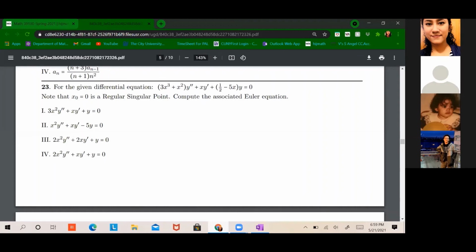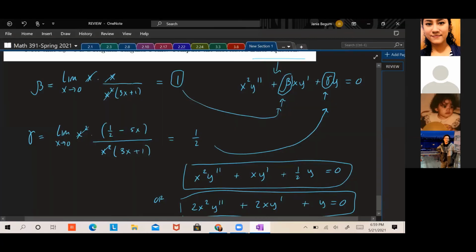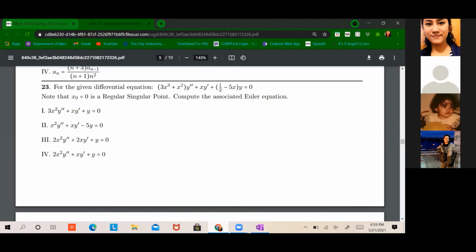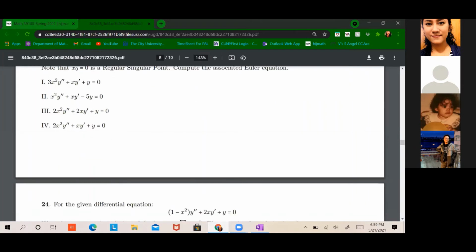So what's the answer for 23? Should be 3. 3, 2, 2, and 1. 2, 2, and 1. Yep. Looks like 3. Okay. Connie, does this make sense? Yes, that's perfect. Thank you. Good. All right. Okay. Any other questions?